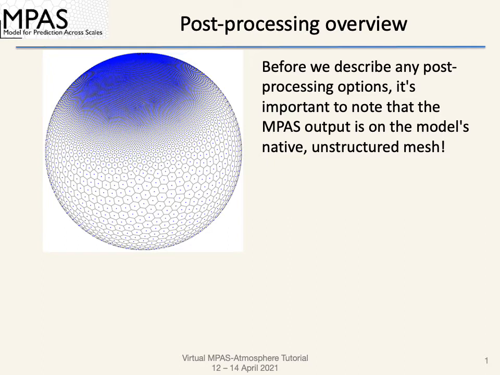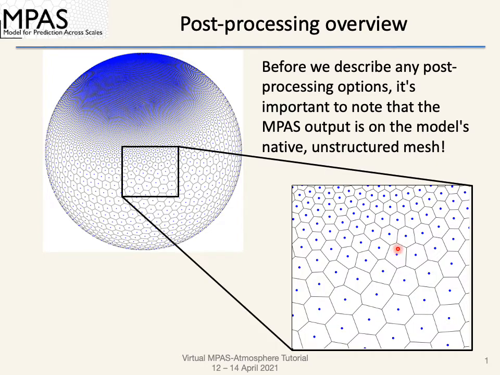We can look at an example of a variable resolution mesh here in the upper left of this slide. If we zoom in, we'll see that many of the cells are hexagons. In fact, most of them are hexagons. But if we look closer, we can see that there are some cells that have 7 sides. For example, this cell right here has 7 neighbors. And there are also some cells in this mesh that have 5 neighbors.